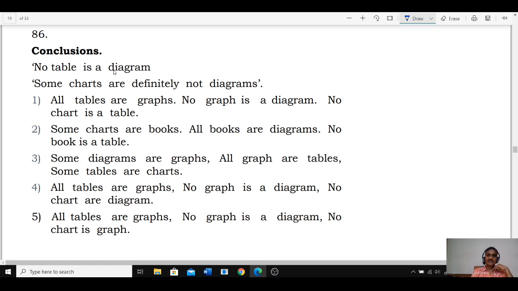No table is a diagram. Graph, diagram. Where is the diagram? Diagram is as it is going to the conclusion. Between graph and table there is no statement. Between graph and table there is no statement, and this is ruled out.